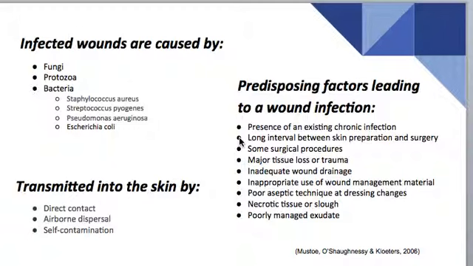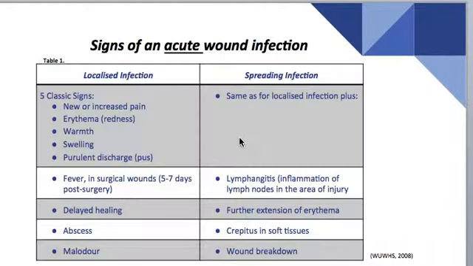These include presence of an existing chronic infection, long intervals between skin preparation and surgery, some surgical procedures, major tissue loss or trauma, inadequate wound drainage, inappropriate use of wound management material, poor aseptic technique at dressing changes, necrotic tissue, or poorly managed exudate. Wound infections can be broken up into acute and chronic.